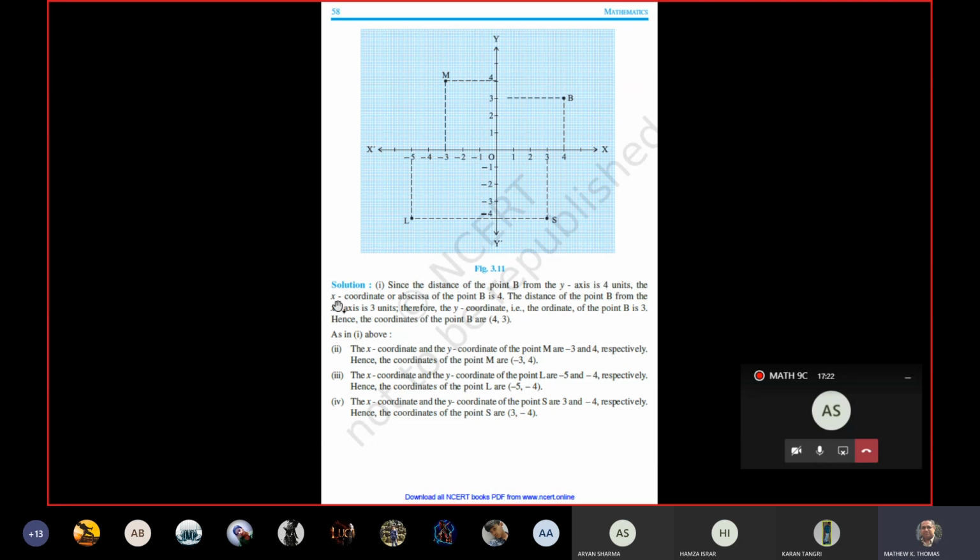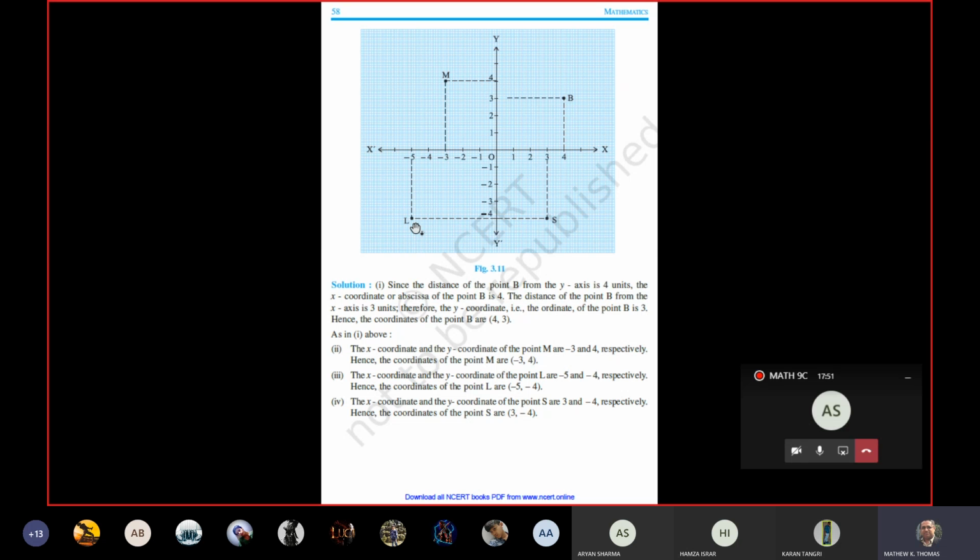So write down, this x coordinate is also known as abscissa. And what is the y coordinate known as? Y coordinate is known as ordinate. Y coordinate is known as the ordinate.